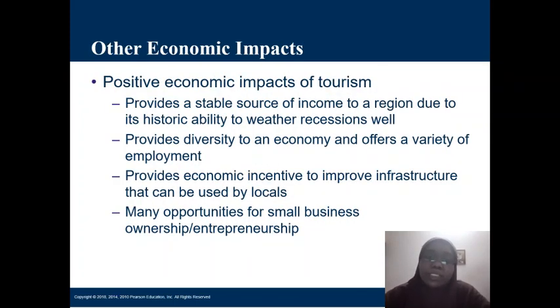So looking at the positive impact of tourism, it provides a stable source of income to a region due to its historic ability to weather recessions well. So one of the economic impacts of tourism is the fact that it provides a stable source of income. At least you know that regardless, you still have quite a number of tourists visiting that particular destination. It provides diversity to an economy and offers a variety of employment.